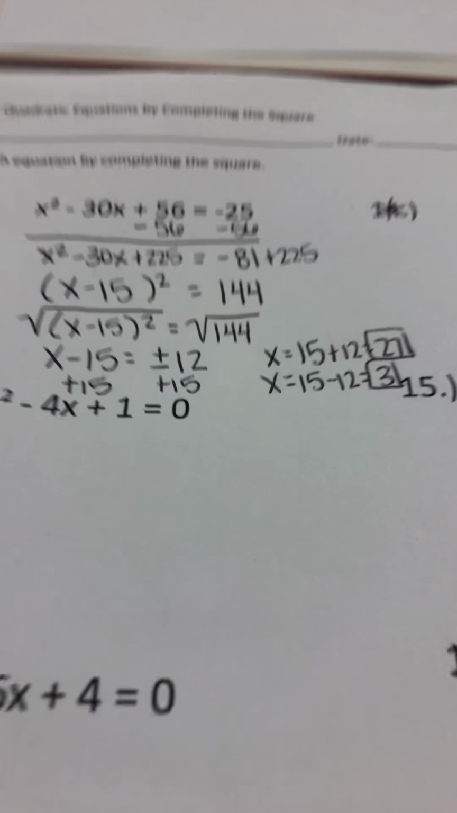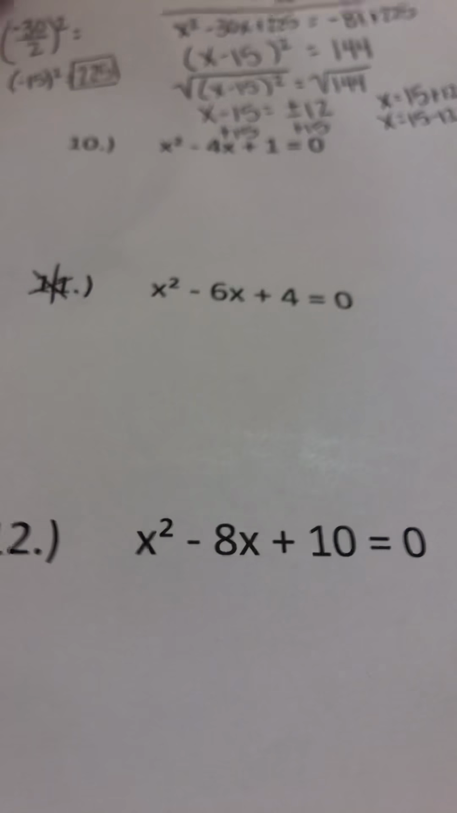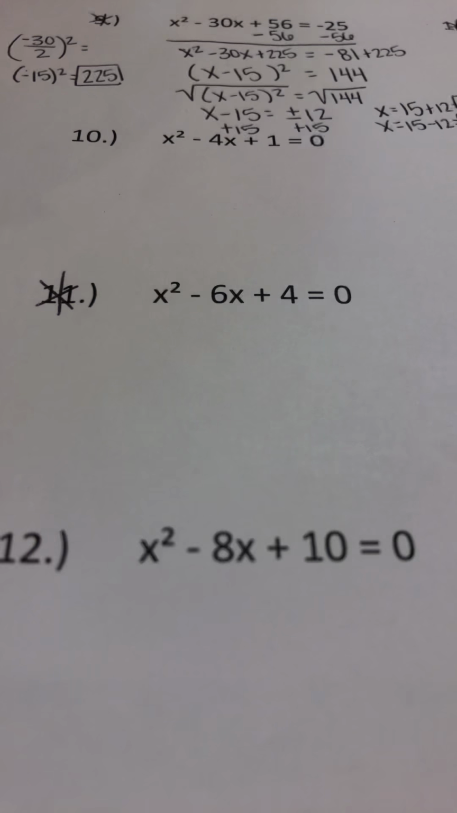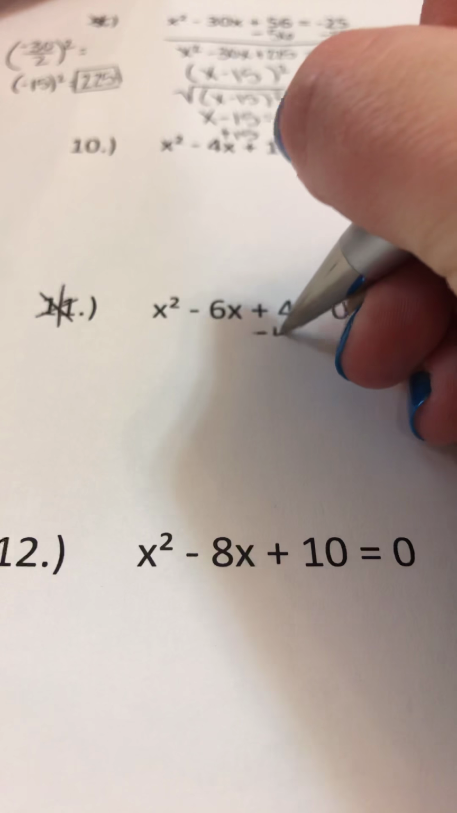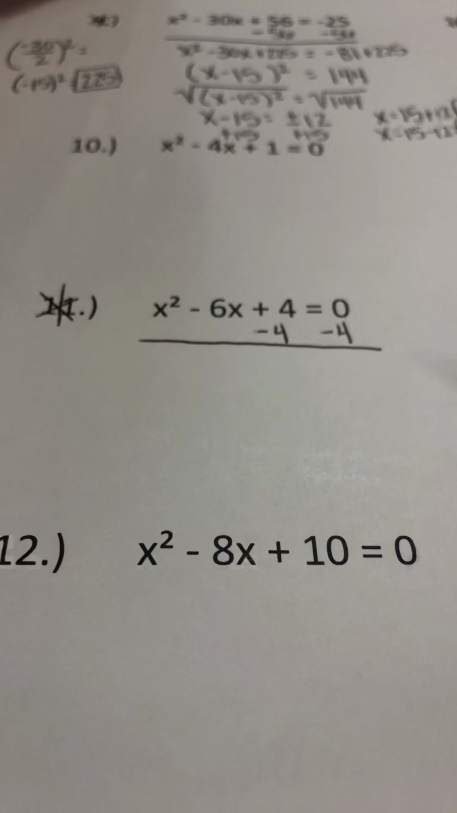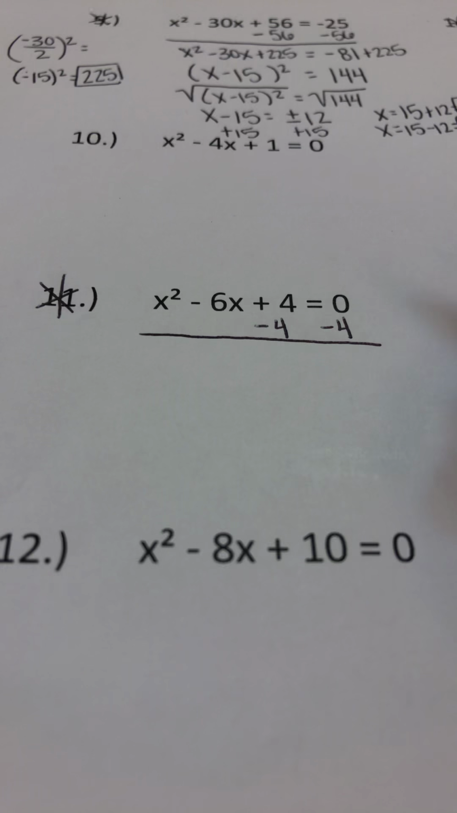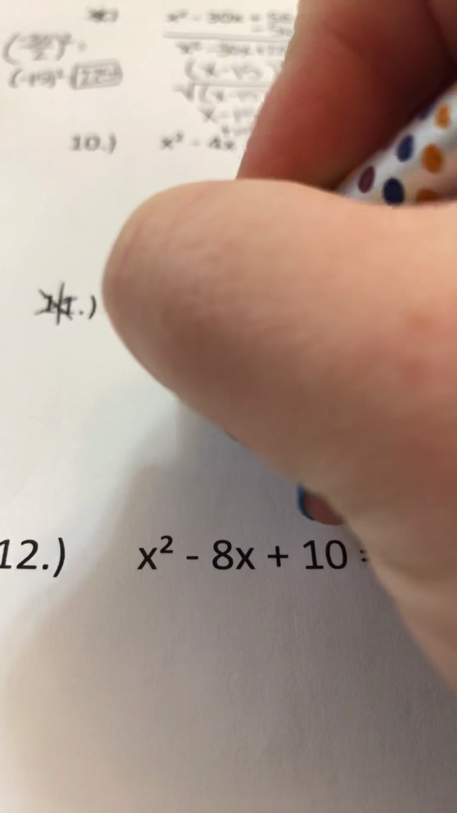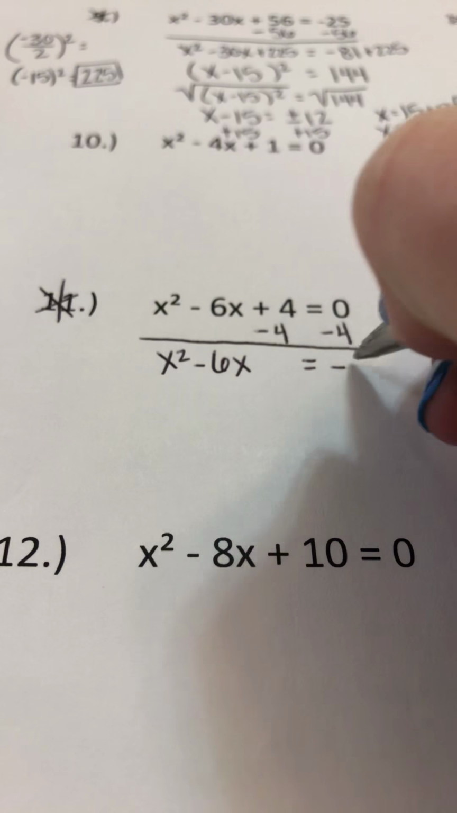Now let's go on down to number 11. And again, you want to subtract 4 from both sides. I'm going to try to draw and write a little bit smaller. When you subtract 4 from both sides, you get x squared minus 6x, let me leave a space, equals negative 4.